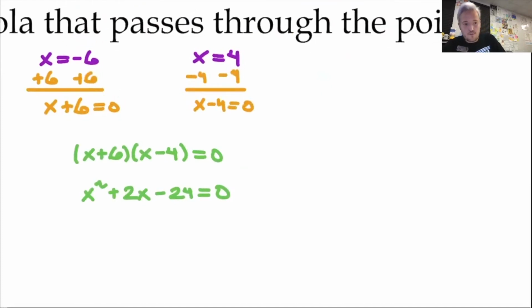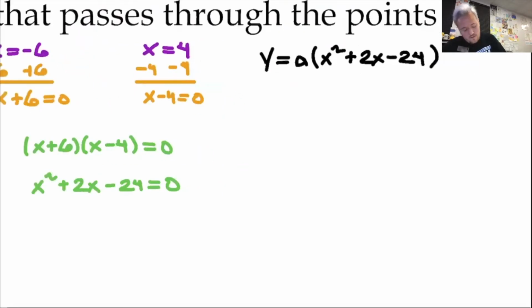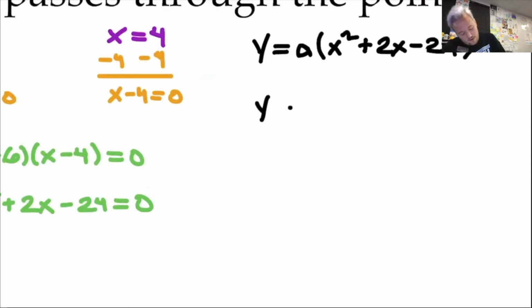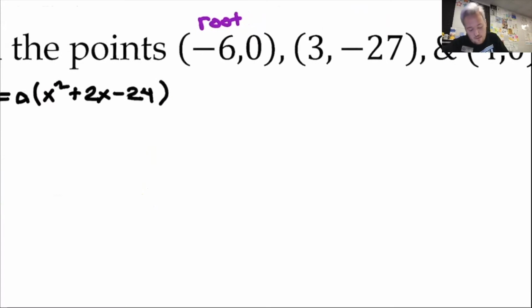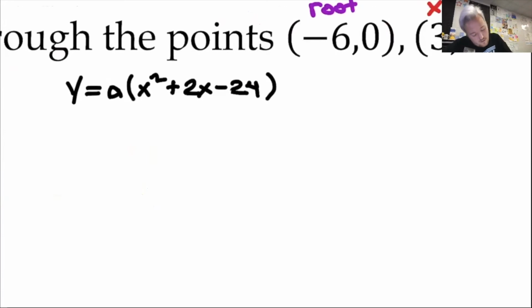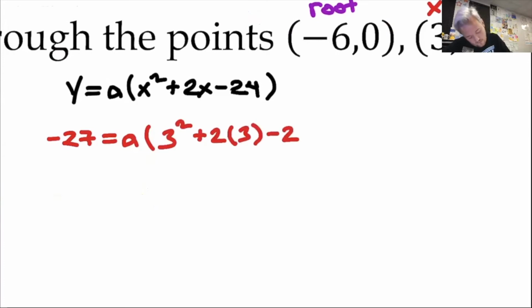All right, so I'm going to use the regression model. So y equals a parentheses in that same equation. So I'm going to have y equals, nope, that's not what I'm doing. Plug in a point. My brain stopped working. All right, so I'm going to plug in 3 for my x and -27 for my y. So -27 equals a times 3 squared plus 2 times 3 minus 24.